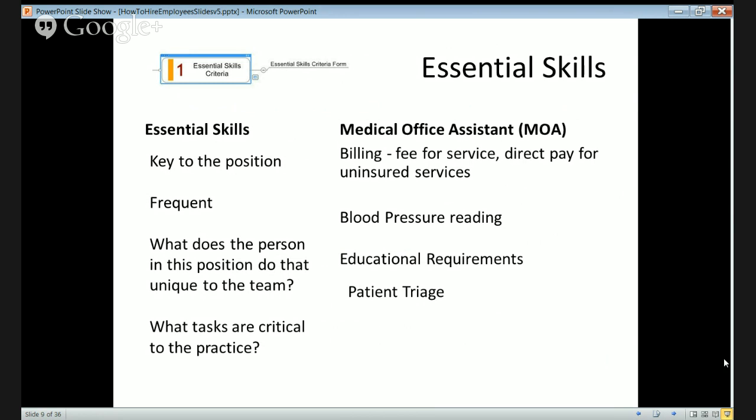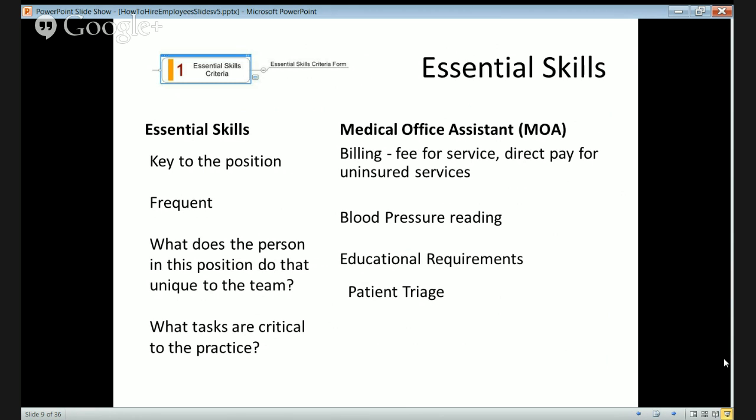So let's take a look, for example, at the essential skills for a medical office assistant or an MOA. In some offices, you might have them be responsible for billing. They might not have to do the entire billing process, but they might need to be able to capture some of that information in your practice. So you need to determine how important will that be in your practice. There might be things that you can teach them if they don't already have as a coming in skill.